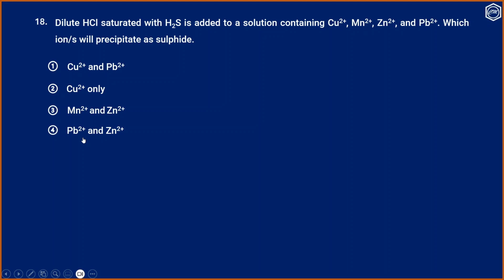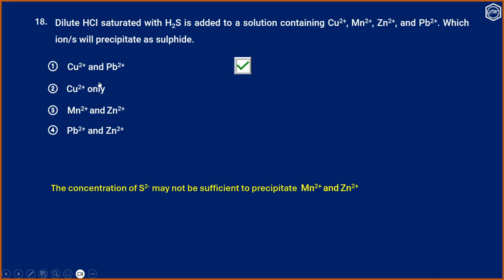Since dilute HCl is saturated with H2S, the dissociation of H2S is suppressed by H plus ions. So the concentration of sulfide will be very low. Since the concentration is low, it may not be sufficient to precipitate manganese 2 plus and zinc 2 plus. Therefore, the correct option will be the first one, copper 2 plus and lead 2 plus.